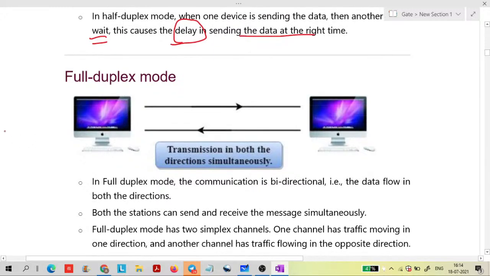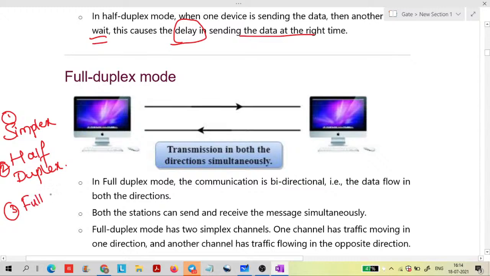As we have covered simplex mode and half duplex mode, the third is the full duplex mode of data transmission. So in full duplex mode, the communication is bidirectional. That is, the data flows in both directions.